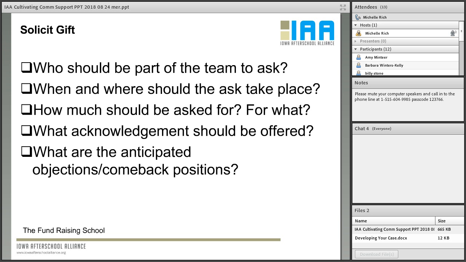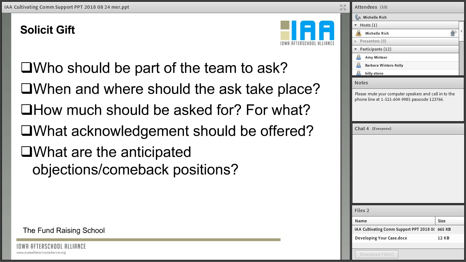So the next one is what acknowledgement should be offered, and this is going to that stewardship of the relationship and the community partner. Some community partners will want their name put on a building, or they want it to be called the John Smith STEM program, because they like that acknowledgement, and that's a big part of their motivation for why they are contributing. But other partners might not want any acknowledgement and might want to remain anonymous. And this isn't something that can be inferred, so make sure that's a conversation that you have.